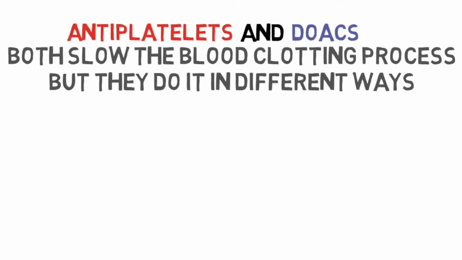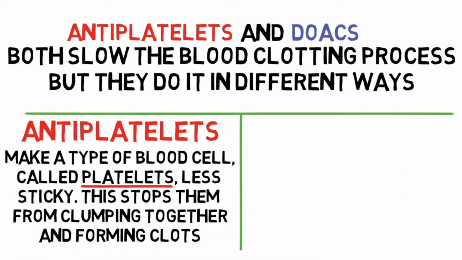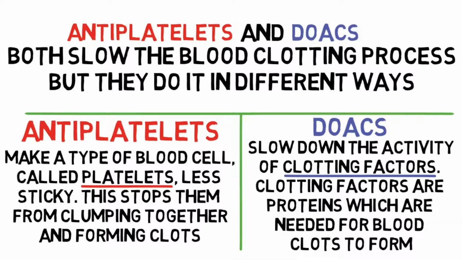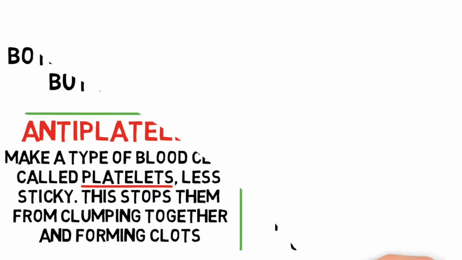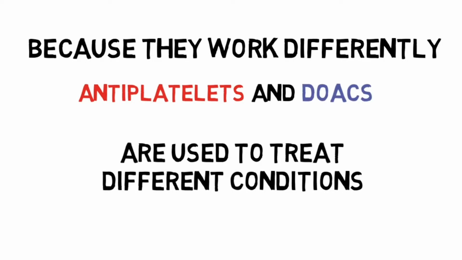Antiplatelets and DOACs both slow the blood clotting process, but they do it in different ways. Antiplatelets make a type of blood cell called platelets less sticky. This stops them from clumping together and forming clots. DOACs slow the activity of clotting factors. Clotting factors are proteins which are needed for blood clots to form. Because they work differently, antiplatelets and DOACs are used to treat different conditions.